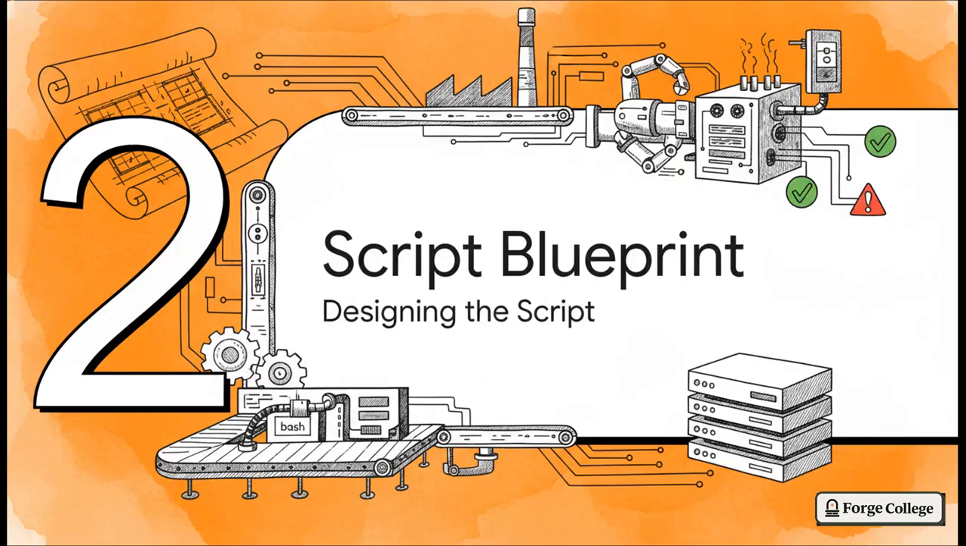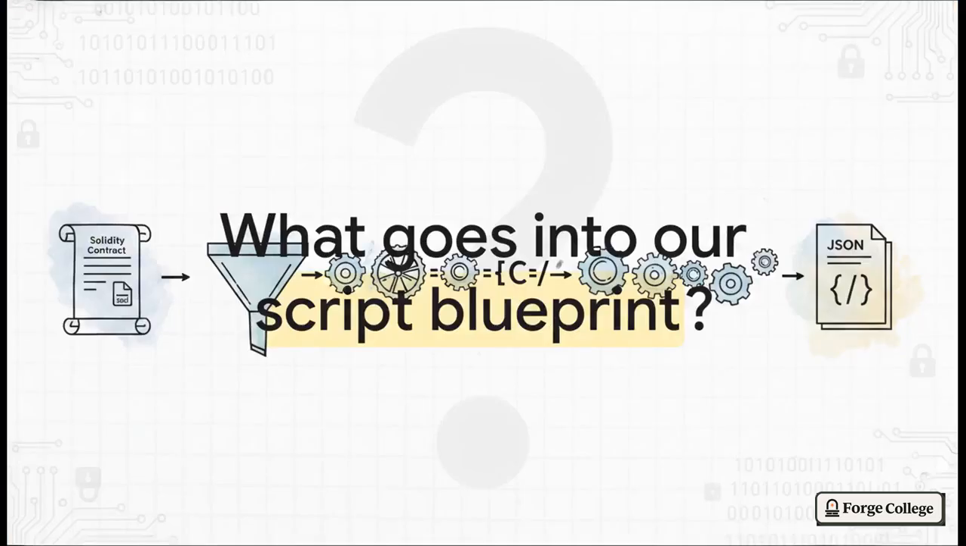Moving on to Section 2, drafting the script blueprint. Let's design this script. So, what actually goes into an engineering blueprint for our bash script? We know we want a mechanism that takes in a smart contract, like a standard Solidity file, and magically spits out a beautifully unified JSON report without us lifting a finger. But how do we actually build that from scratch?